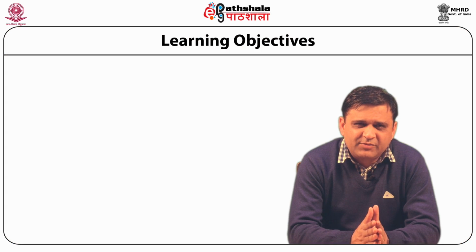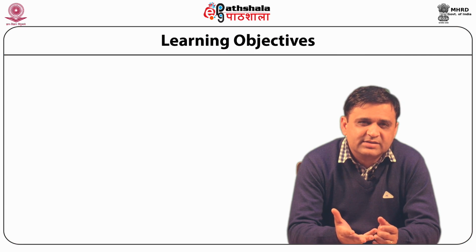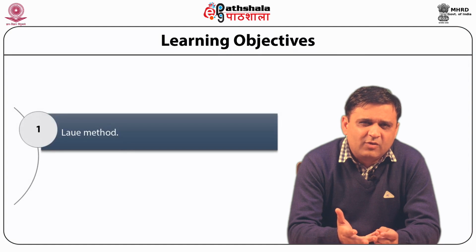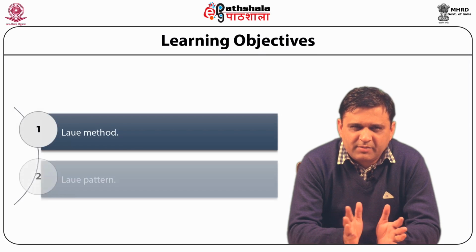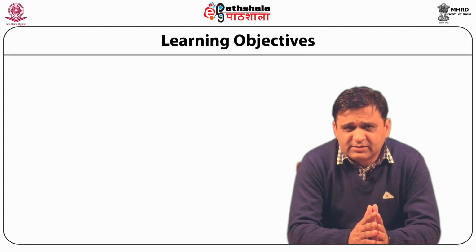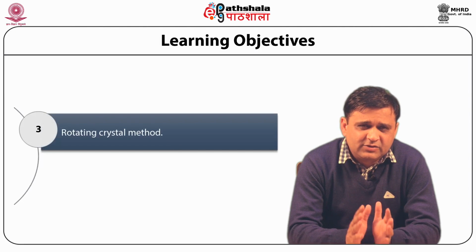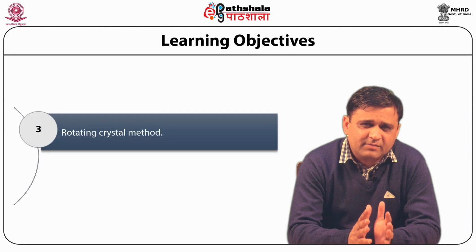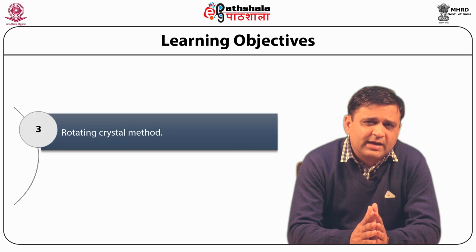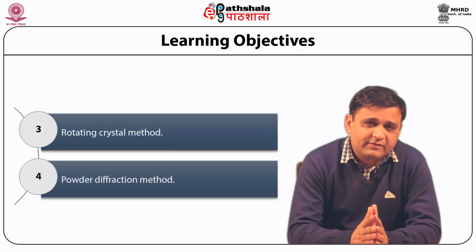So in this chapter, we will discuss X-ray diffraction techniques. One is the Laue method. In the Laue method, we will discuss reflection geometry as well as transmission geometry, and we will see the Laue pattern. Then another method, called the rotating crystal method, where we will also talk about the Ewald sphere. The last one, which is a very popular X-ray diffraction technique found in almost every laboratory, is the powder diffraction method.